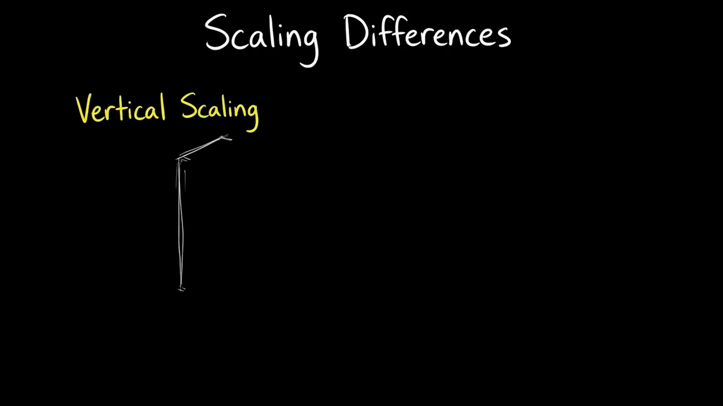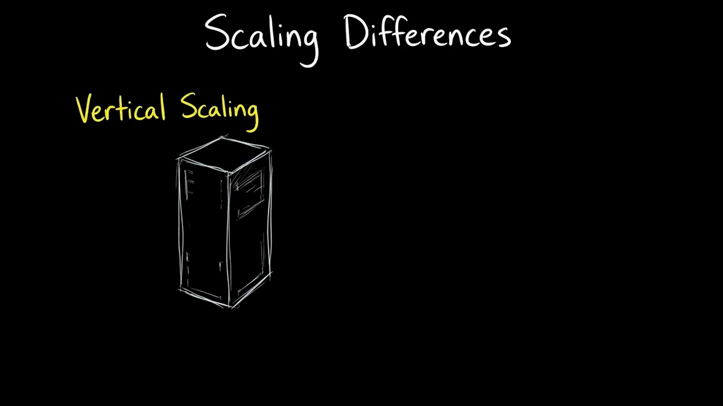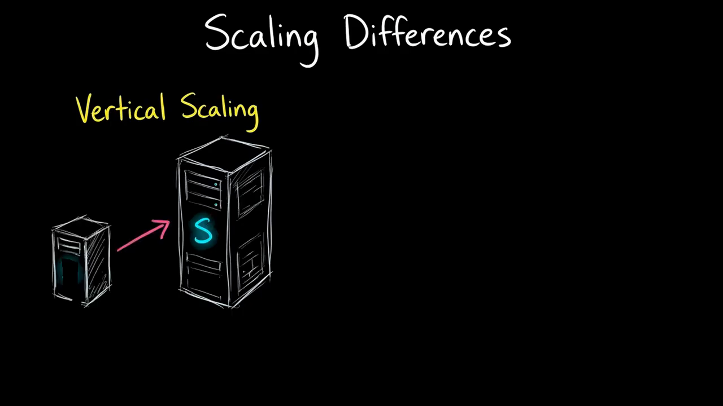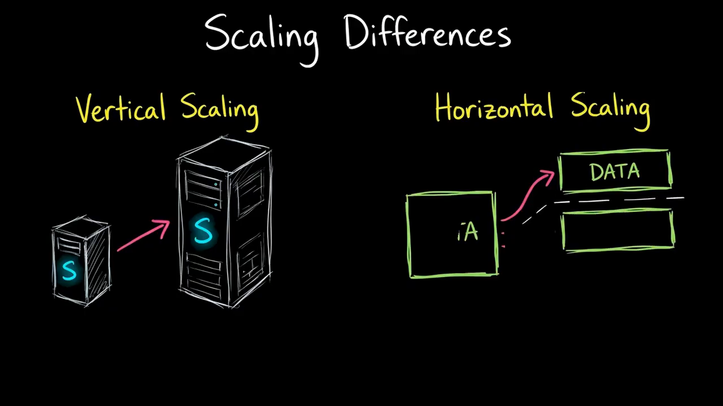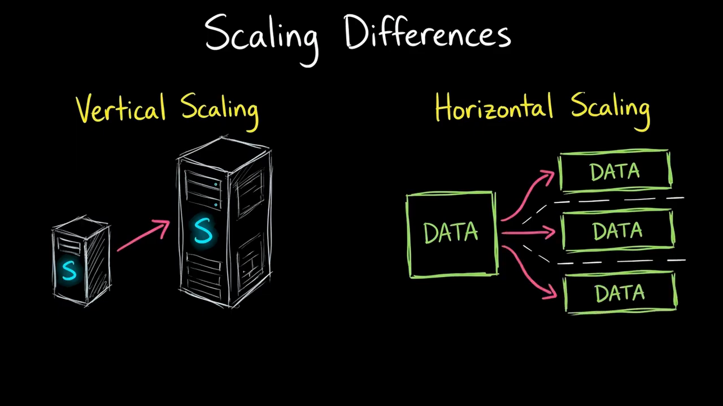RDS relies on vertical scaling. If your database is overwhelmed, you upgrade to a bigger server with more CPU and more memory. It works, but there's a ceiling, and upgrades take time. DynamoDB relies on horizontal scaling. As traffic increases, AWS automatically splits your data across many hidden storage partitions. You don't manage servers, and performance stays consistent even if your app goes viral overnight.